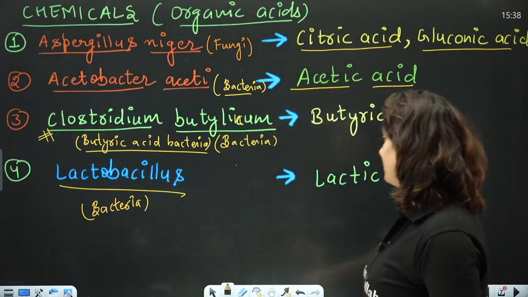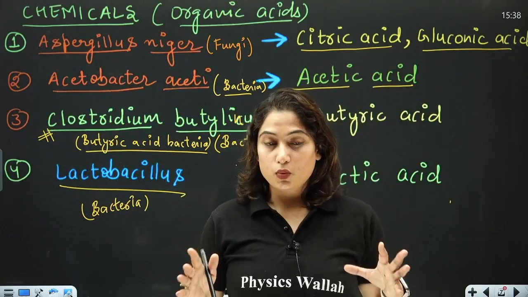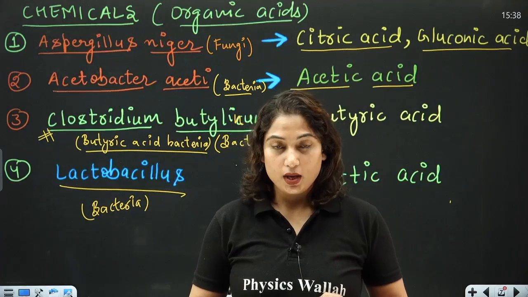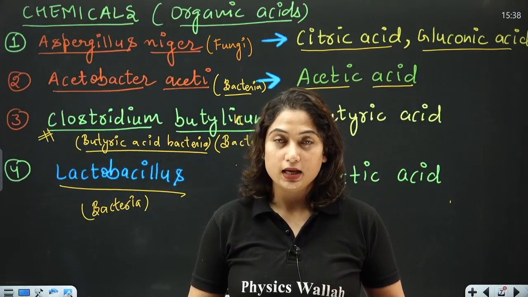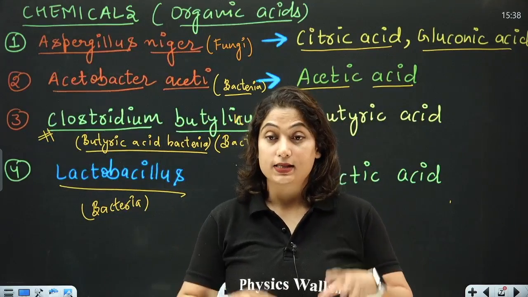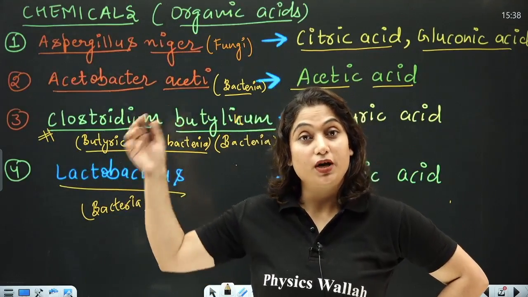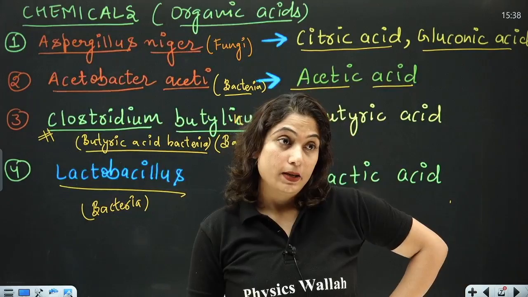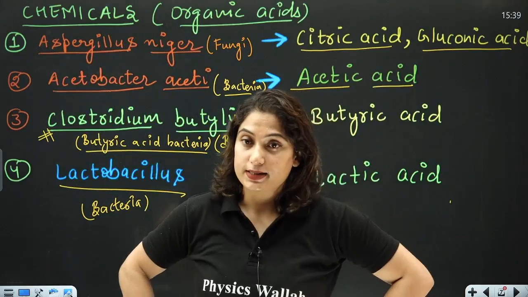Then comes Lactobacillus. Lactic acid is obtained from, these are very important chemicals, very. Look into my eyes and learn with me. Citric acid is obtained from fungi, Aspergillus niger. Okay, lactic acid from bacteria, Lactobacillus. Butyric acid from bacteria, Clostridium. And acetic acid from bacteria, Acetobacter aceti. Sometimes the question will come like this, that acetic acid is obtained from a fungi. So this statement would be false. And if the question says citric acid is obtained from a bacteria, this statement will be false. Okay?